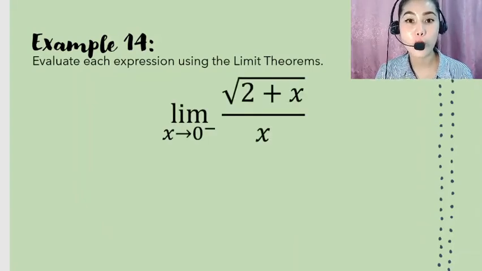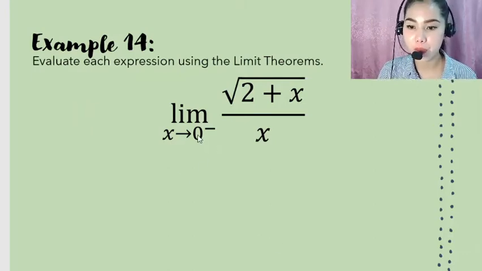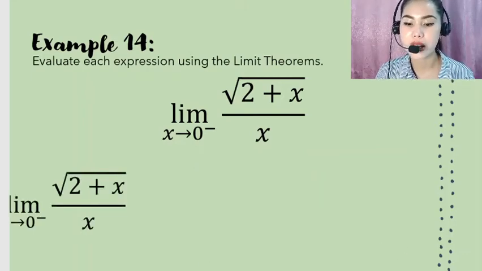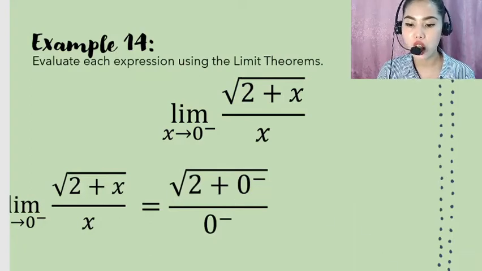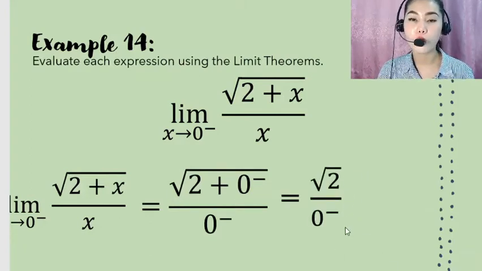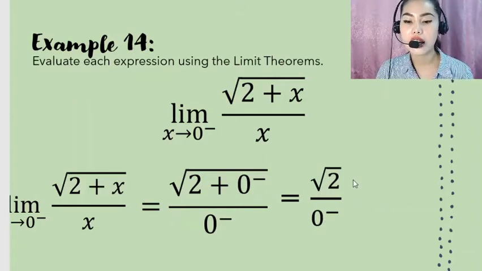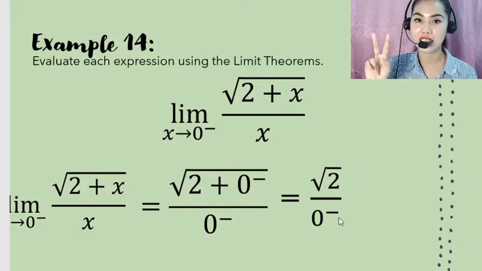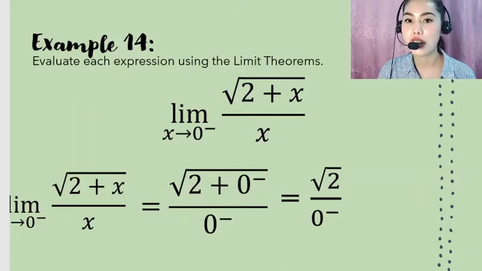Find the limit of the square root of 2 plus x all over x as x approaches 0 from the left. Okay? Now, if we substitute our value of x by 0, you will have the square root of 2 all over 0 from the left, right? Now, the square root of 2 is by far greater than 0, and your denominator passes through negative values of g of x.